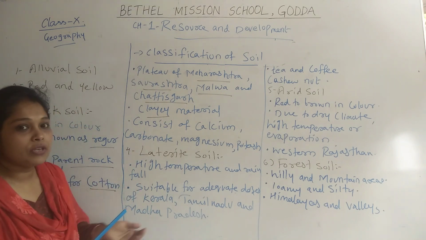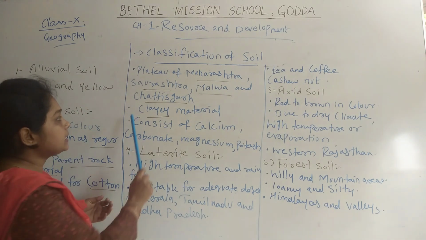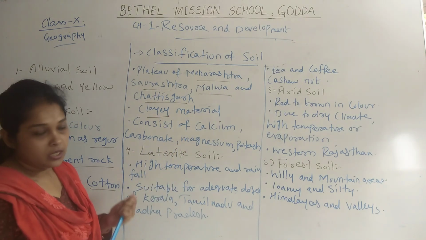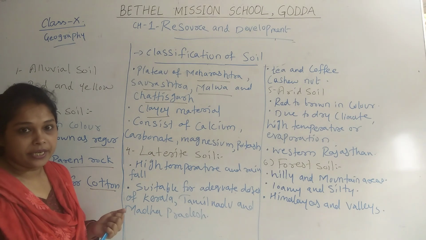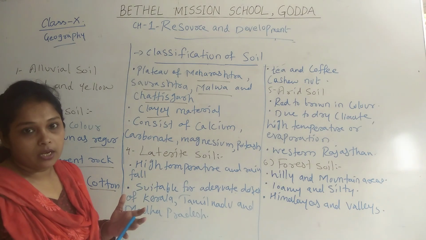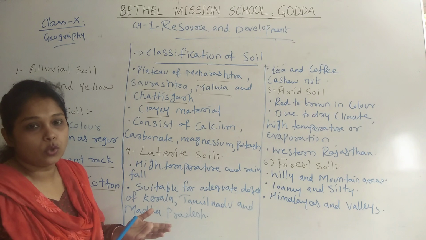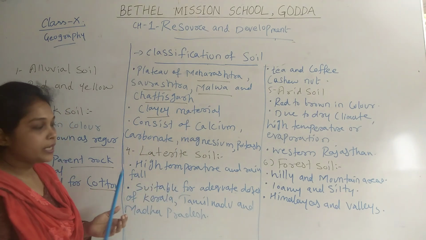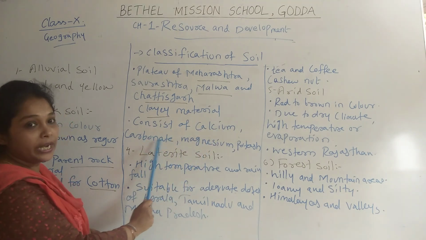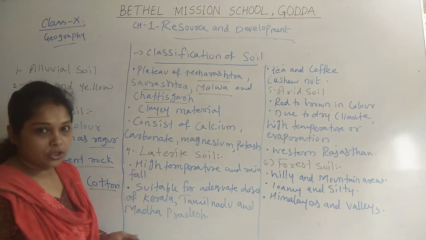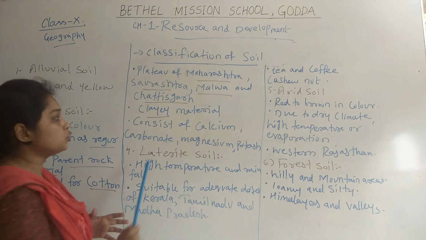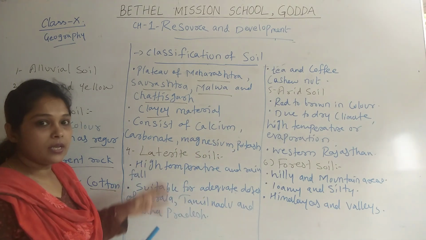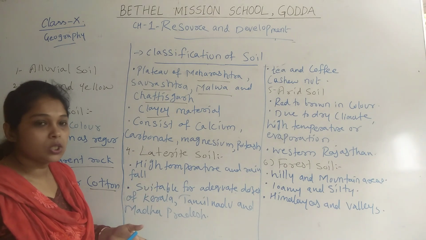Now, when we talk about the features of black soil, we can say that it is clayey material. Clayey material means it has moisture in it. It is not a rough soil. You can say it is not a dehydrated soil. It is a clay material, and it consists of calcium carbonate, magnesium and potash. These are the chemicals found in this particular soil.